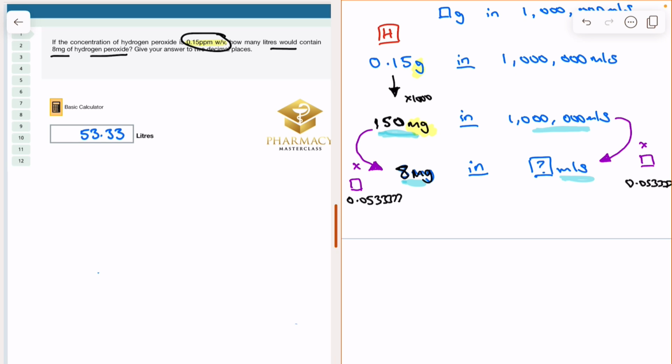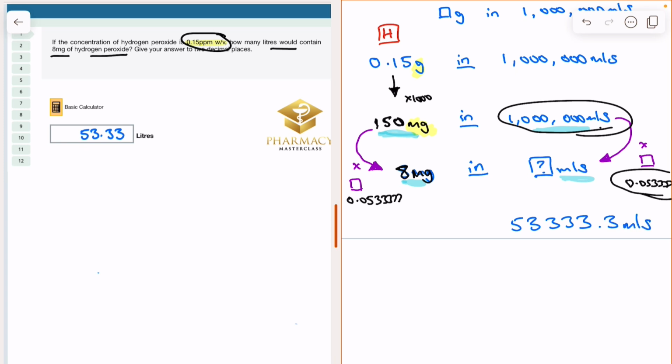So on the right now, we're going to do 1 million mils times that multiplication factor. So you've already got this number on the screen, this 0.053333, times it by 1 million mils, so 1 with 6 zeros, 1, 2, 3, 4, 5, 6 on my calculator. I'm always double checking the values that I'm inputting on the calculator, because in the GPhC exam, you don't want to make any silly mistakes on entering errors on your calculator. So I got 53333.3 mils. That's the answer I got on my calculator.